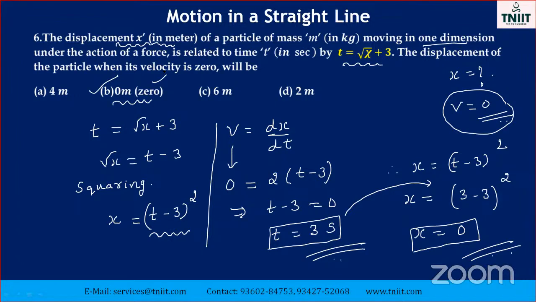So what is the displacement? 0 meter. What is the conclusion, students? If the displacement is 0, what is the meaning? Yes, the particle started from a particular point called the initial point. After traveling, the final point comes back to the same initial point. So initial and final points are coinciding. Then only the displacement is going to be 0.